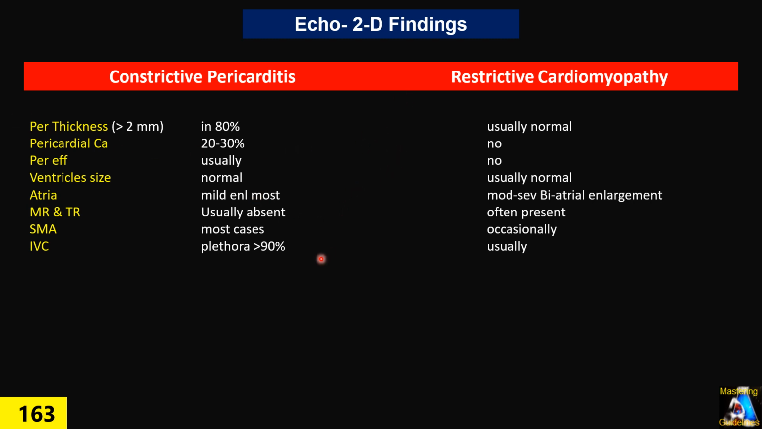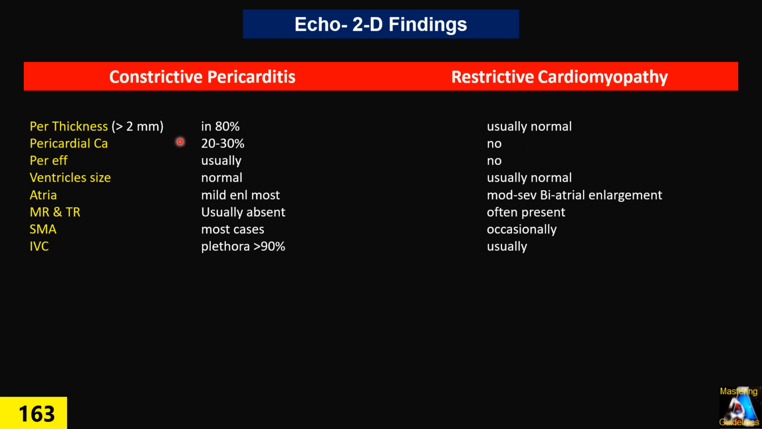First, echo 2D findings. In constrictive pericarditis, the pericardium usually is thick. I talk in another lecture about how we measure and diagnose this. If it is over 2 millimeters, we call it pericardial thickening, and in 80% of cases of constrictive pericarditis we can see this thickness. So 20% don't have thickening of the pericardium. In restrictive cardiomyopathy, it is usually normal.